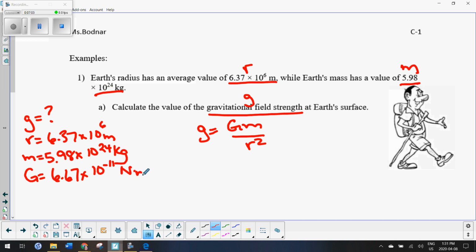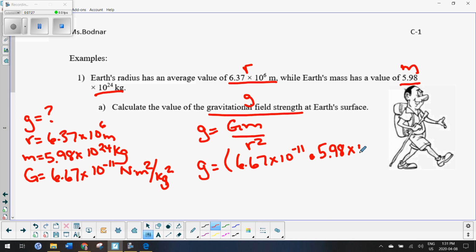So newton meter squared per kilogram squared. Okay, now that I have all my variables, all I have to do is substitute in. Now I'm going to drop my units just because then I have more room. So 6.67 times 10 to the negative 11 times my mass of 5.98 times 10 to the 24, close my bracket, divided by, now my R is 6.37 times 10 to the 6, and I need to square just that because it's R squared.